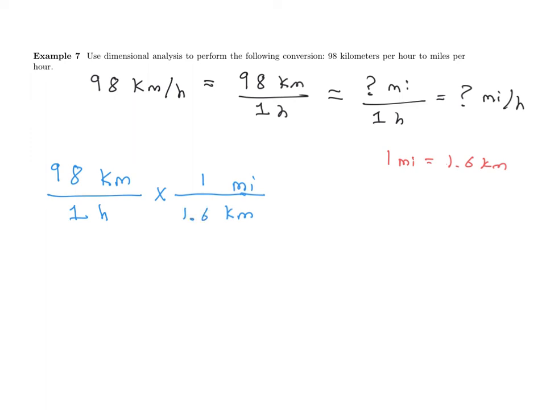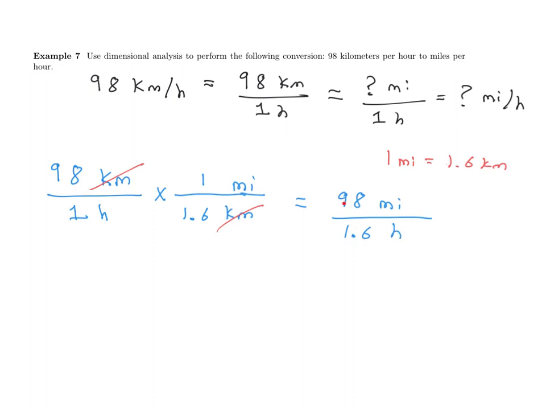In doing so and multiplying these fractions together, the kilometers cancel. What do we have left over? 98 times 1 times miles. Let's put this in a fraction. That's 98 times 1, which I'll just leave as 98, and our unit is miles. This is divided by 1 times hours times 1.6. 1 times 1.6 is 1.6, and the unit attached to that is hours. This has to tag along too.